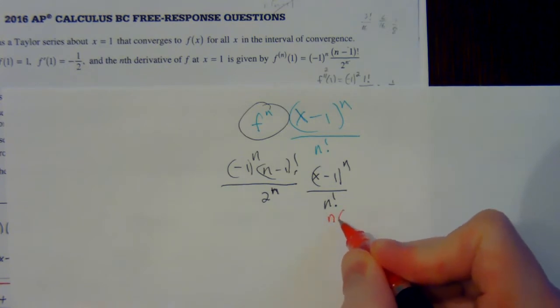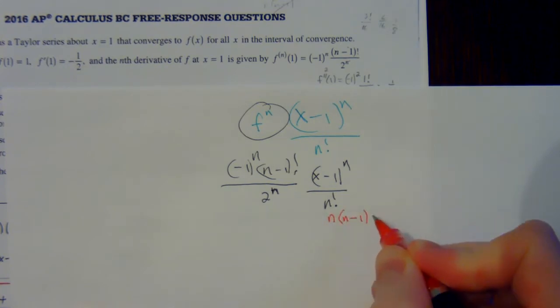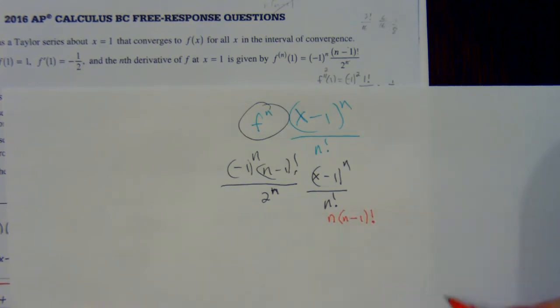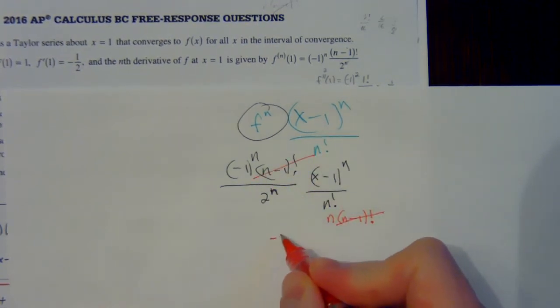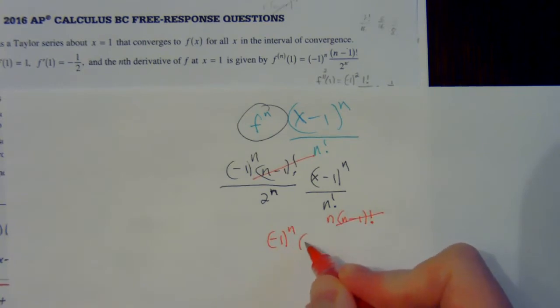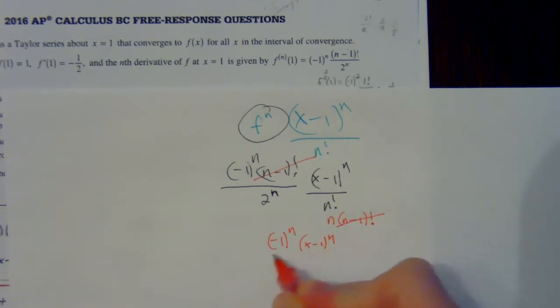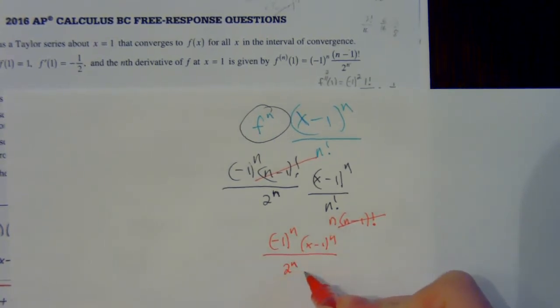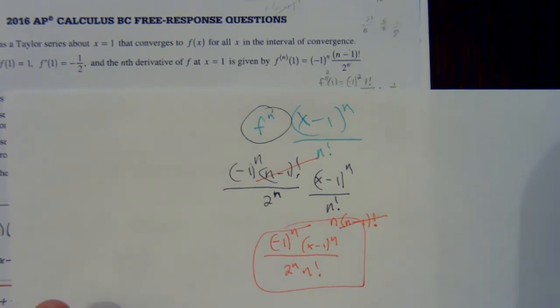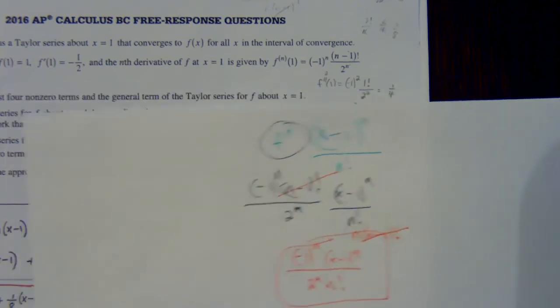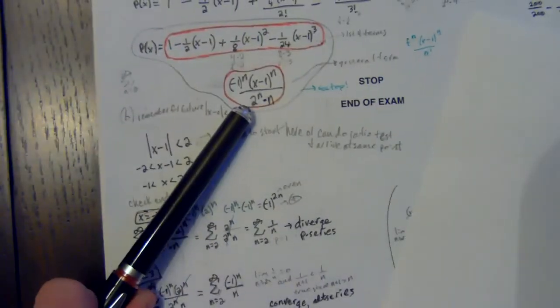You can make this n times (n minus 1) all the way down to 1, which is (n minus 1) factorial. So those (n minus 1) factorials cancel out. What you're left with is the negative 1 to the n carries down, the (x minus 1) to the n is still there, and then you have this 2 to the n times n factorial. And there is your general term. We got that right here for the general term.